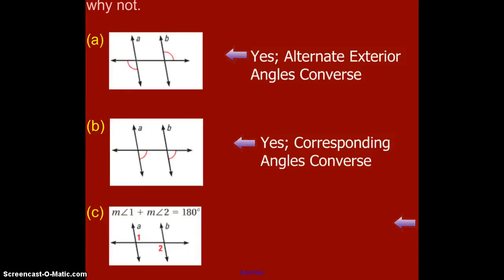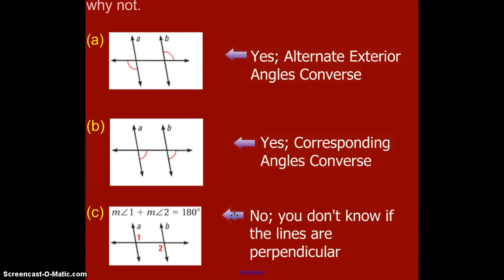If I take a look at the last one, I know that 1 and 2 equal 180. They're not same side interior, they're not same side exterior, they're alternate interior. But can you tell whether or not those lines are parallel if you know that information? There's really not enough information there because you don't know if the lines are perpendicular. If they were perpendicular, then you can tell that those two lines, A and B, would be parallel to each other.